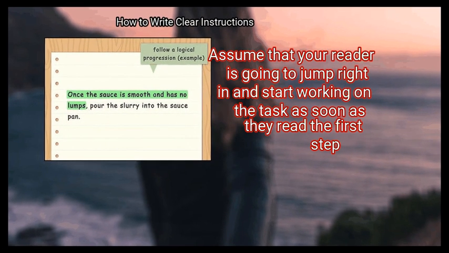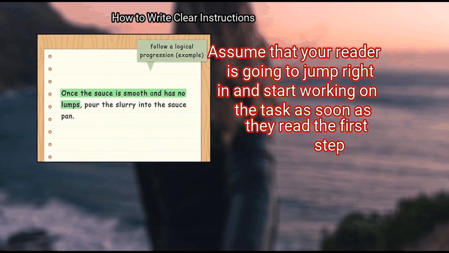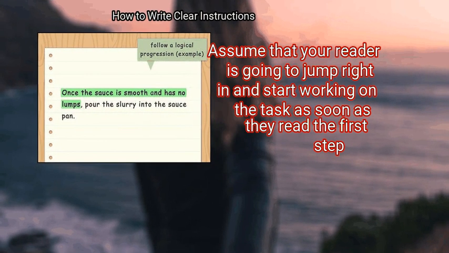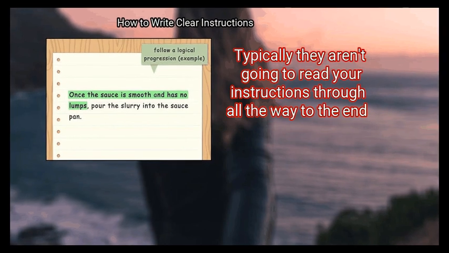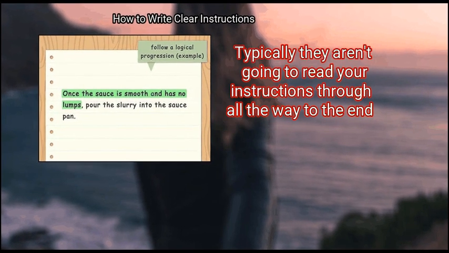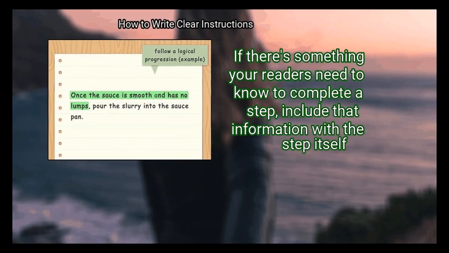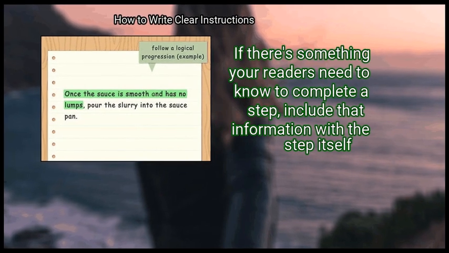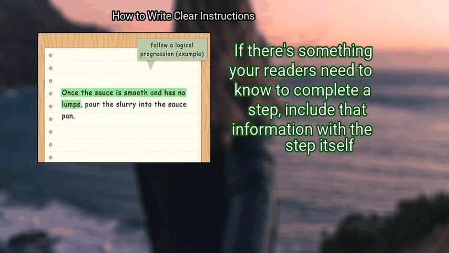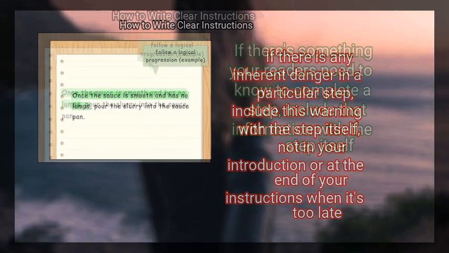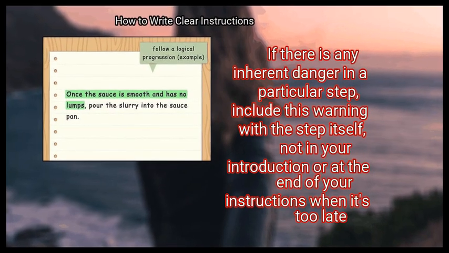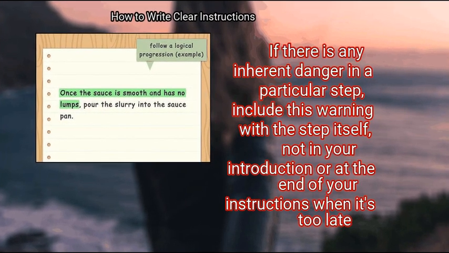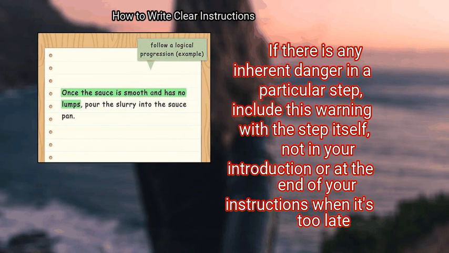Step 3. Follow a logical progression. Assume that your reader is going to jump right in and start working on the task as soon as they read the first step. Typically they aren't going to read your instructions through all the way to the end. If there's something your readers need to know to complete a step, include that information with the step itself. If there is any inherent danger in a particular step, include this warning with the step itself, not in your introduction or at the end of your instructions when it's too late.